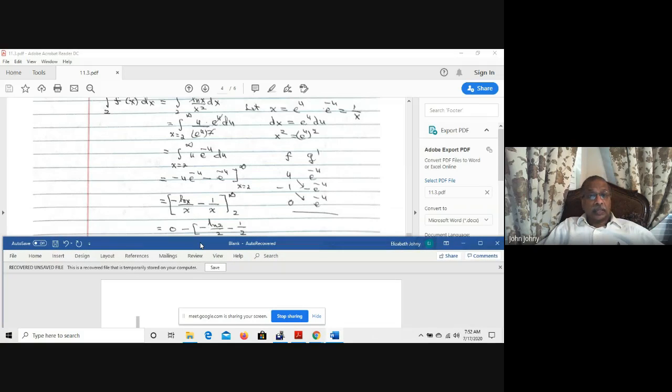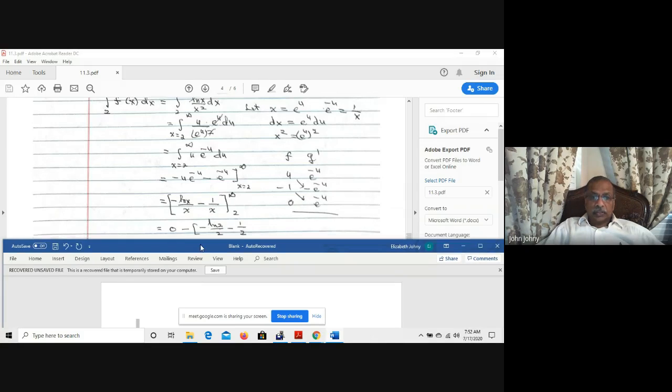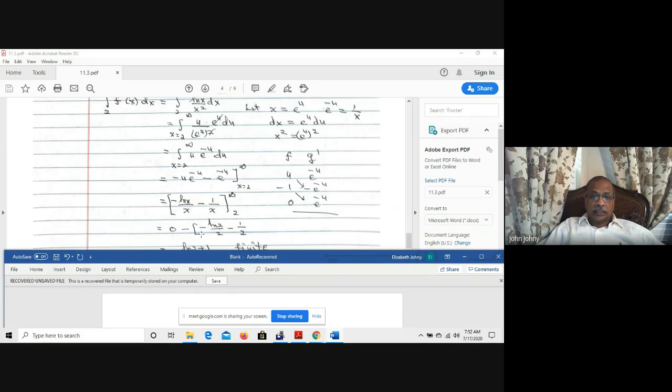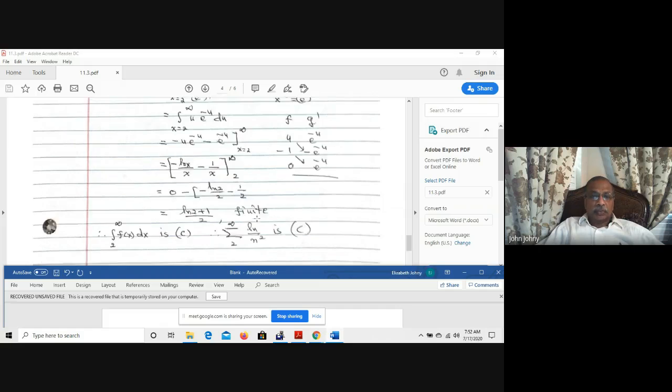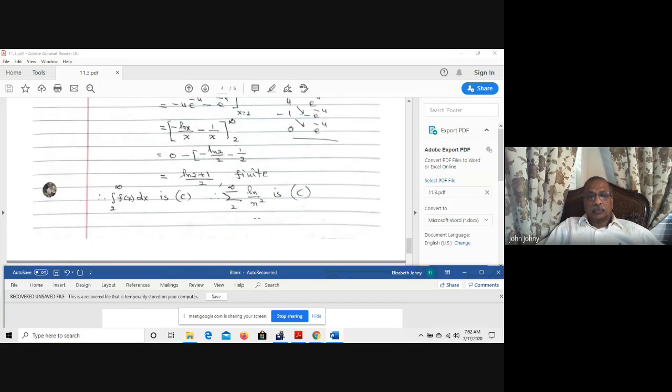It is actually a 0 because you use L'Hopital's rule here, natural log of x over x. Second one is 1 over infinity, so that part is 0 minus negative natural log of 2 over 2 minus 1 half, that is natural log of 2 plus 1 all divided by 2, which is finite. Therefore, the integral is convergent. Therefore, integral 2 to infinity natural log of n divided by n squared is convergent.